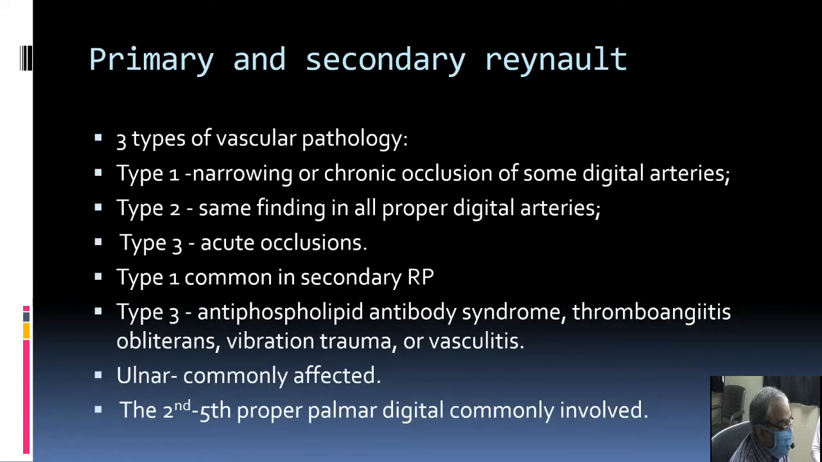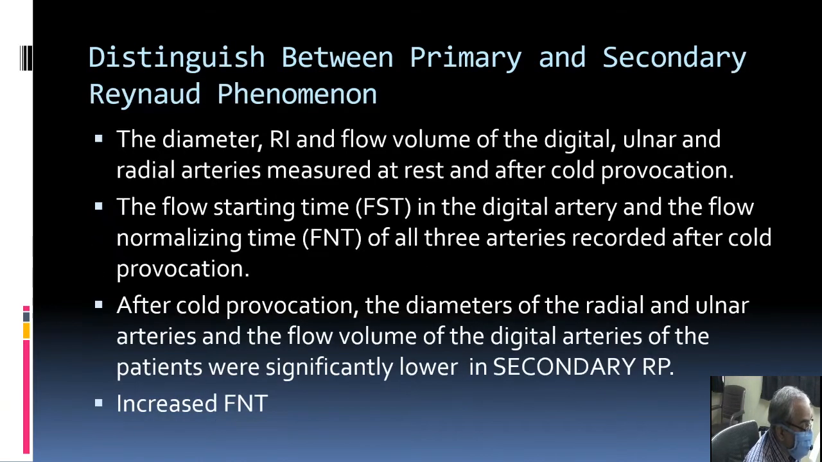Primary and secondary Raynaud's disease, this is taken from an article. They say the secondary Raynaud's phenomena are due to systemic sclerosis, antiphospholipid antibody or thromboangiitis obliterans. They produce various types of occlusion in digital arteries, and accordingly you can mention whether this is primary or secondary. The ulnar artery is more commonly involved than the radial artery. So, distinguish between primary and secondary.